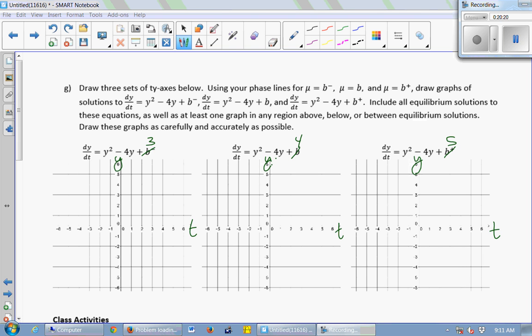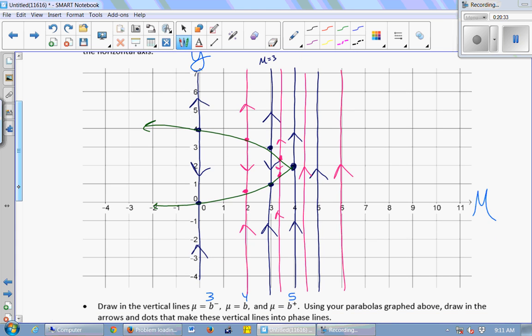Okay, so for mu equal to 3, we had equilibrium solutions at 1 and 3. Can't remember. Let's go back to our bifurcation diagram. For mu equals 3, equilibrium solutions at 1 and 3. Yep, here and here.